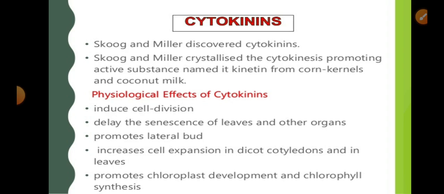Cytokinins' physiological effects in plants: it induces cell division, and it delays the senescence of leaves and other organs, hence they enhance the life of leaves and other organs. They promote lateral bud formation. Cytokinin increases cell expansion in dicotyledons and in leaves. They promote chloroplast development and chlorophyll synthesis.